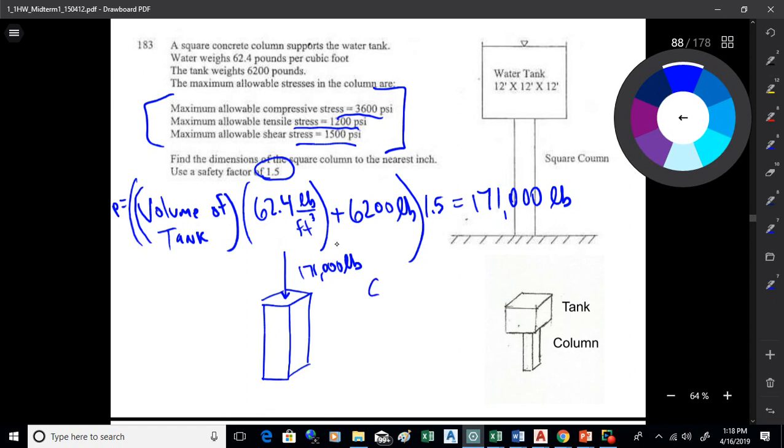Now I need to consider three things. I need to consider compression, and I need to consider tension, and I need to consider shear, okay?